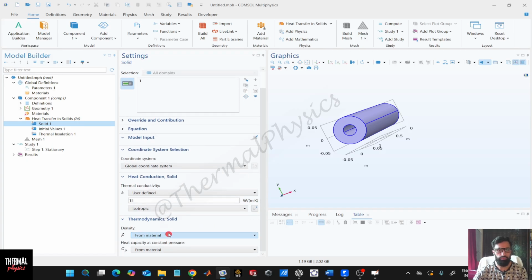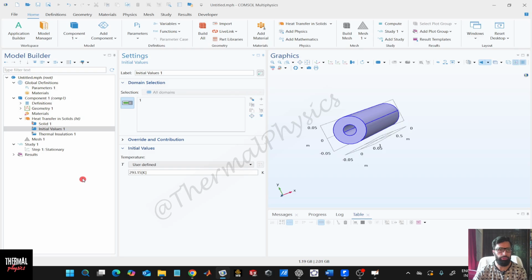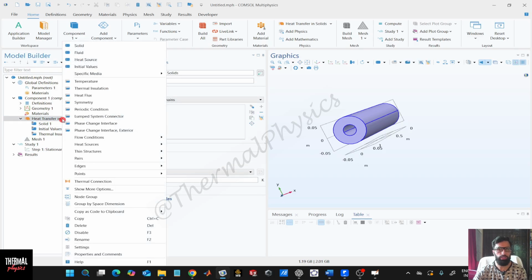We don't need other properties. If we want to insert other properties, we can insert any values, because for a stationary study these properties won't matter. All that we need is this thermal conductivity here. So initial value, let's keep it default. Now we have to apply the Dirichlet boundary condition. There's a constant temperature boundary condition here.